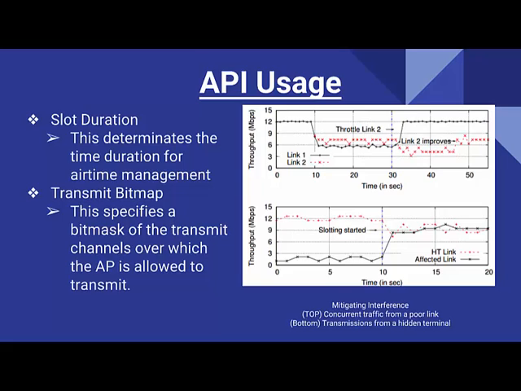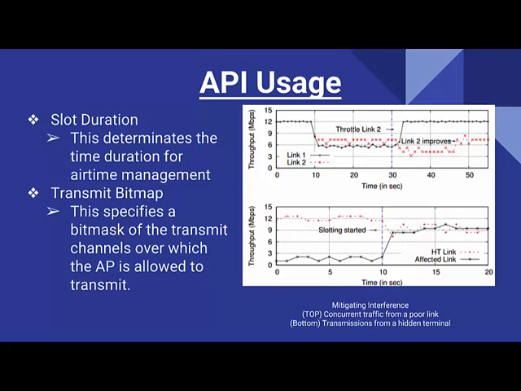The Set Airtime Access API includes 2 parameters: slot duration and transmit bitmap. The slot duration determines the time quantum to use for airtime access management, while the transmit bitmap specifies the slots in which the AP is allowed to transmit. To kill the airtime access of an AP, COPE disables the AP's transmit queue to block packet transmissions for the required period of time.